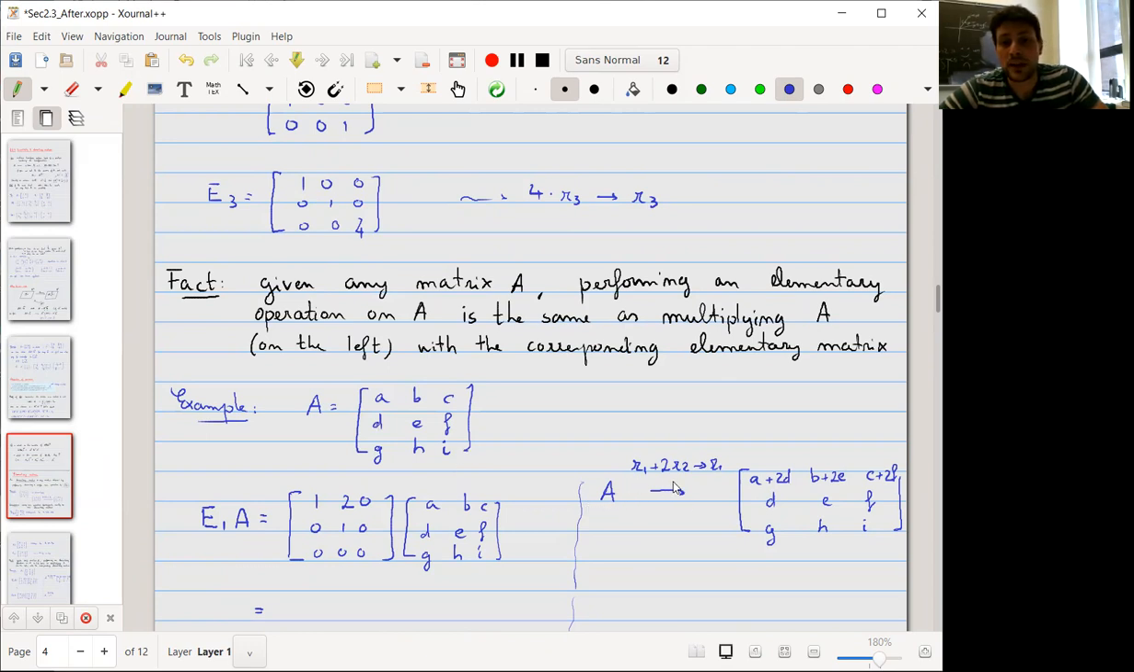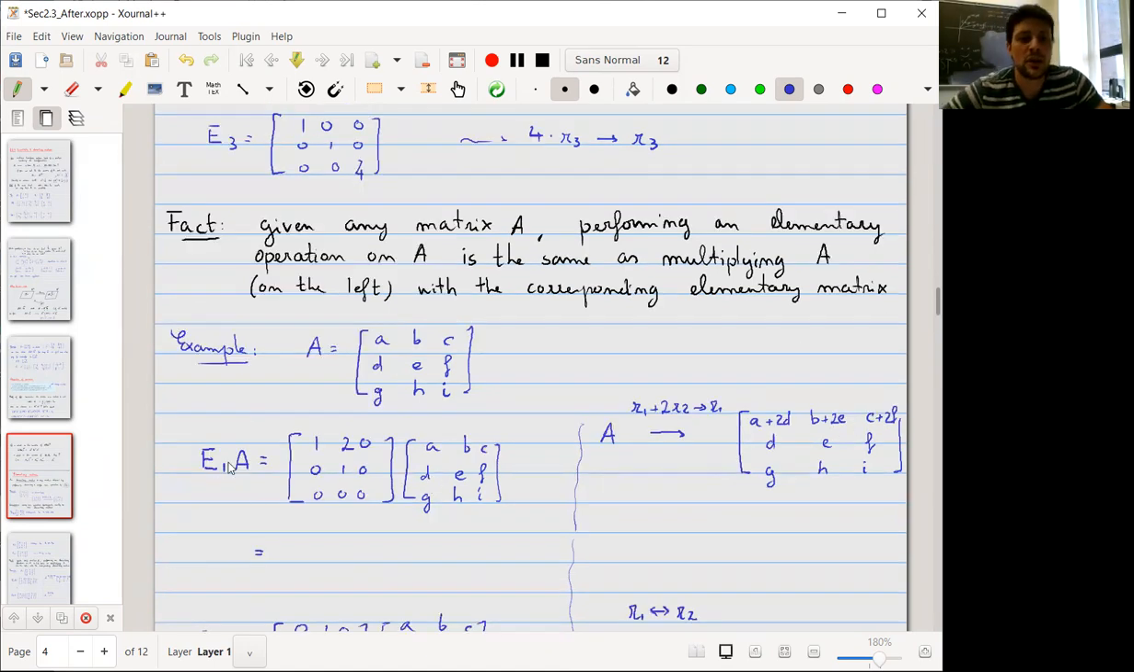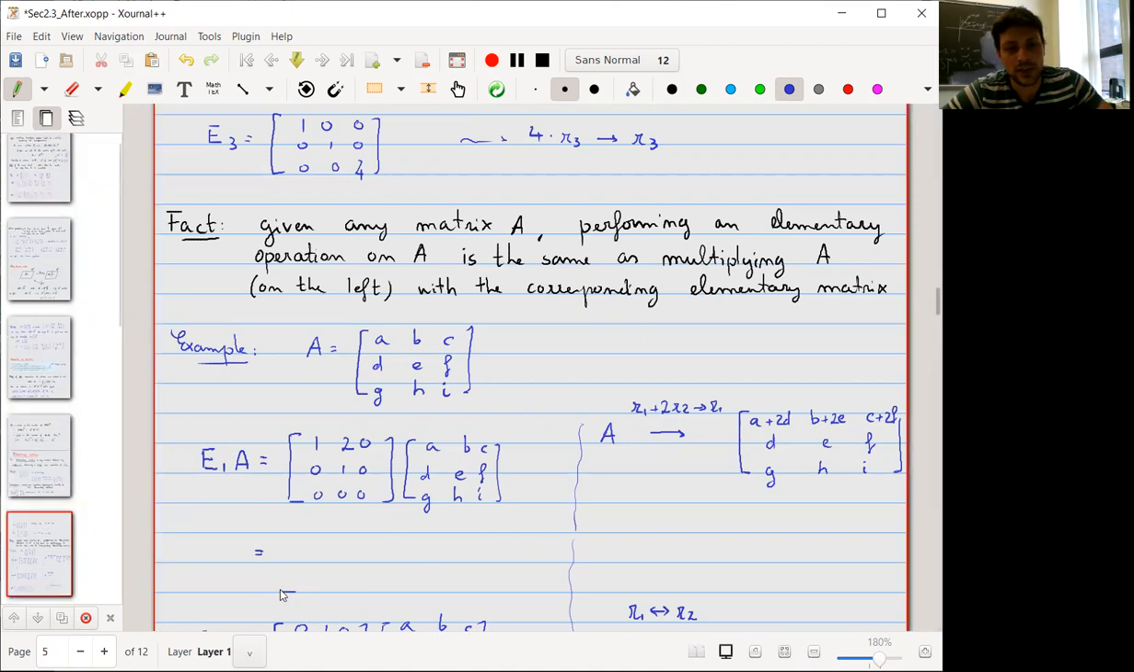Performing the row operation, replace the first row by itself plus twice the second, on the matrix A looks like this. You see I have the first row plus twice the second, 2D, 2E, 2F. But in fact, if I were to multiply by my matrix E1, which corresponds to that operation, the result would be as follows.